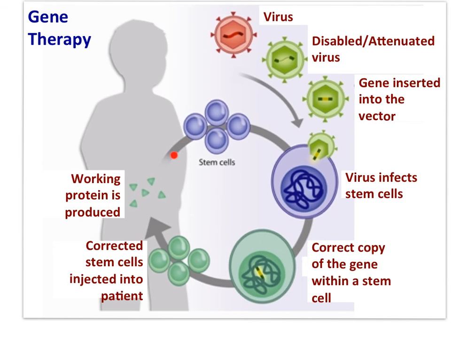Stem cells are removed from the patient, from the bone marrow, and then they are infected by the virus that has the working copy of the gene. Correct copies of the gene are now within stem cells. Those stem cells are injected into the patient, and working protein is produced. The genetic disease is reduced, if not eliminated.